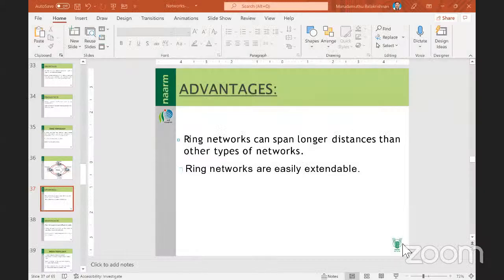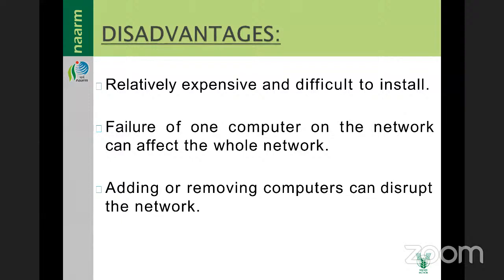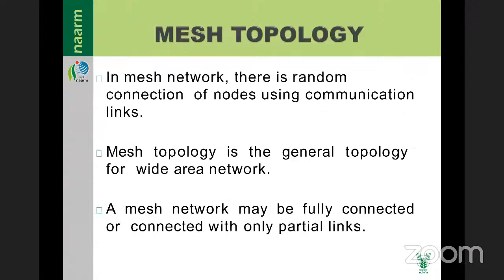Ring networks can span longer distances than other types of networks and are easily expandable to other places. But they are relatively expensive and difficult to install. Failure of one computer on the network can affect the whole network. Suppose one computer fails, then the entire system will not work. Adding or removing computers can disturb the network. These are the demerits of this topology.